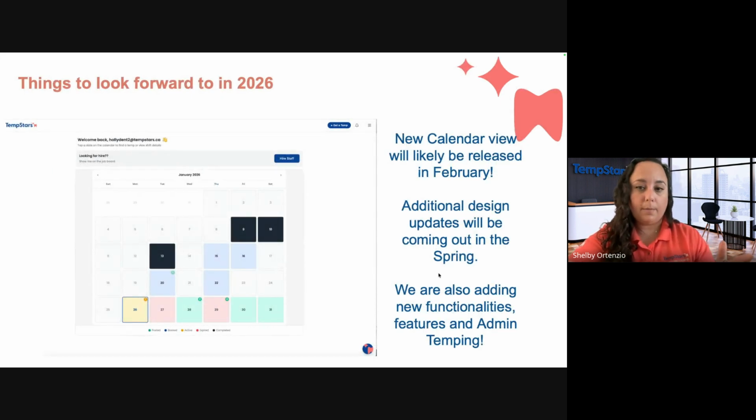So as we brought up and logged into the live website, what you see right when you log in was the calendar view. This is what we'll be shifting to in February. So it's going to look a little different. I feel like it's a little bit easier to differentiate the different shifts that are expired, active, booked. So it's going to be more on the visual side for what's coming out in February.